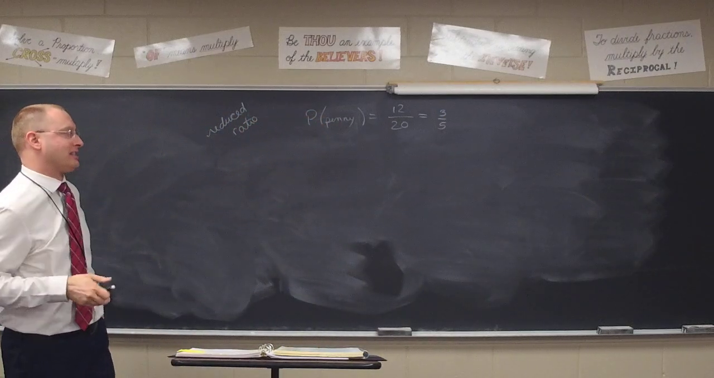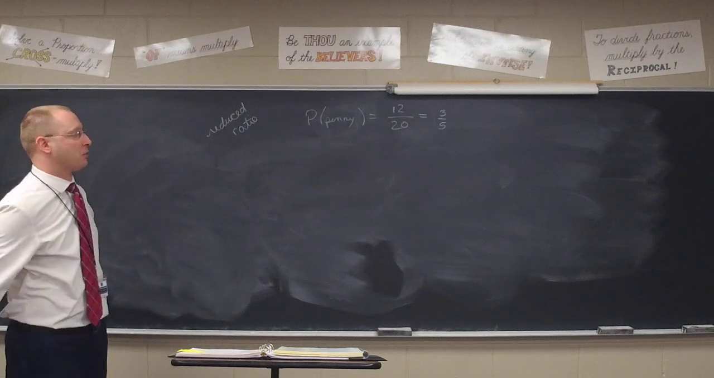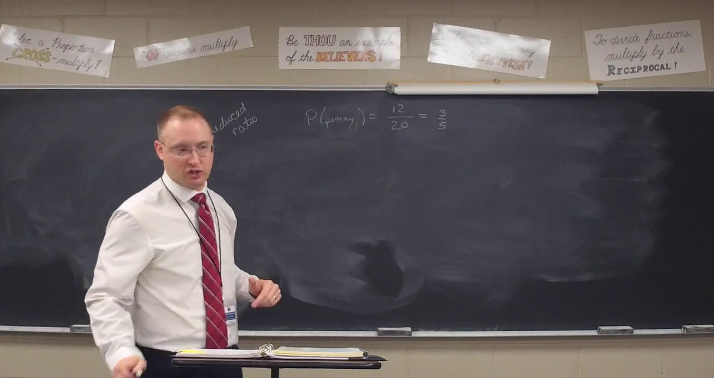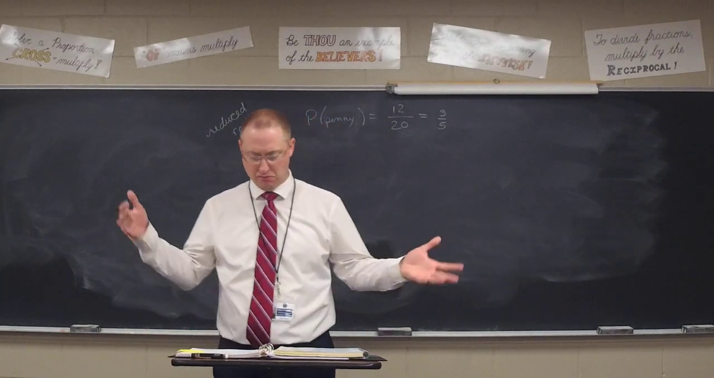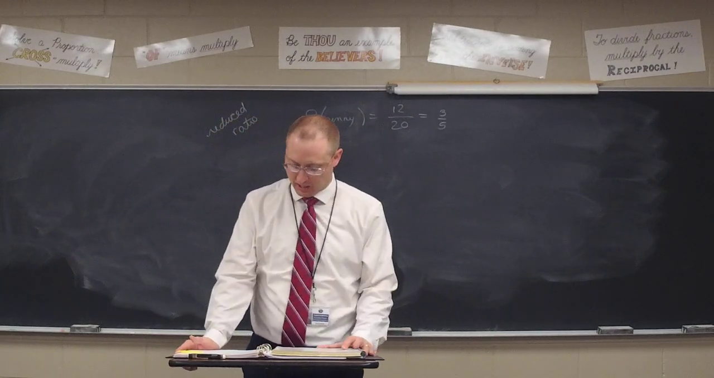So it wouldn't be hard to make that decimal or percent, but still, we're lazy. We'll leave it as 3 to 5. There's a 3 out of 5 chance she gets a penny to give to the kid. All right? Does that make sense? Seem pretty easy? No questions on that? But again, we want that reduced ratio.